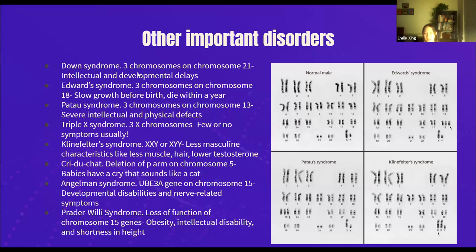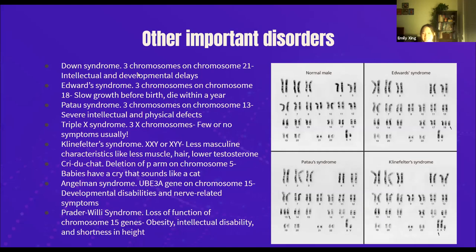You actually don't have any symptoms. Klinefelter's is when you have 2 X and 1 Y, or 1 X and 2 Y. Because a Y chromosome is there, the person has to be male, and you get less masculine characteristics, like less muscle and hair and lower testosterone levels. Cri du chat is a deletion of the P arm on chromosome 5, and so the babies have a cry that sounds like a cat.